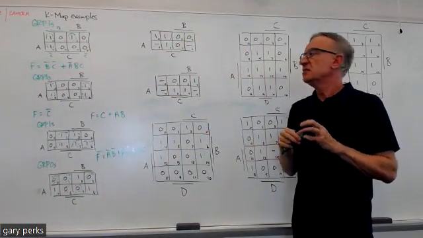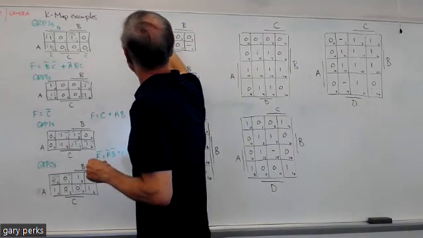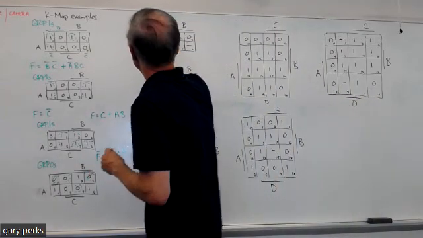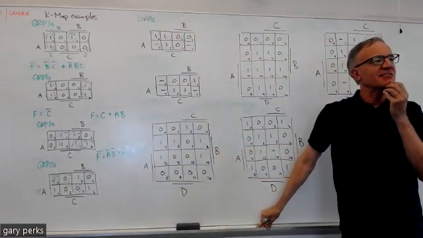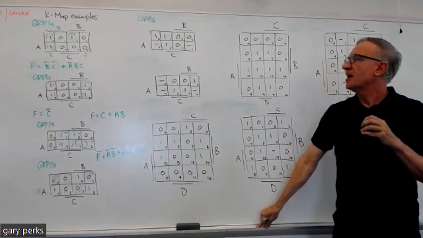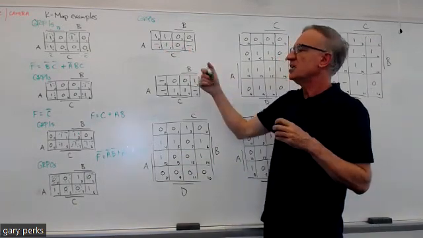All right, let's do this one here, and we're going to group ones. What's different in this K-map? What's in this K-map that you haven't seen yet in this class? Yeah, there's a dash here, and a dash here.